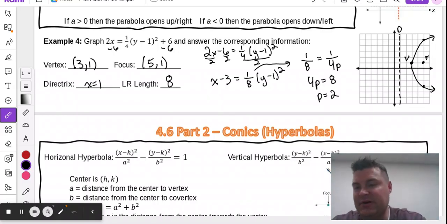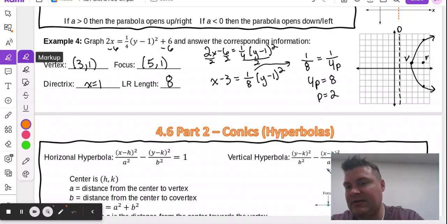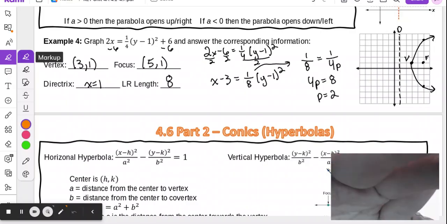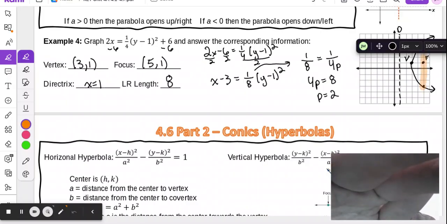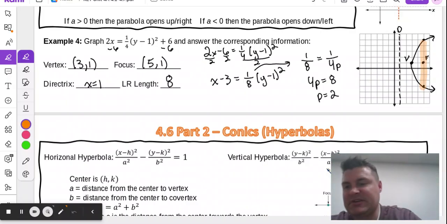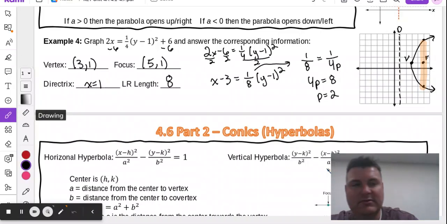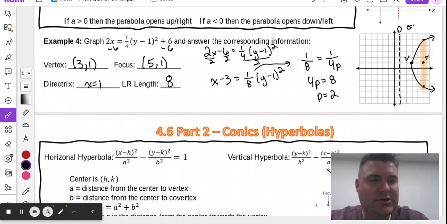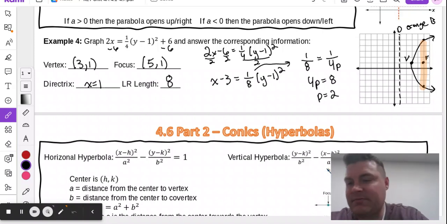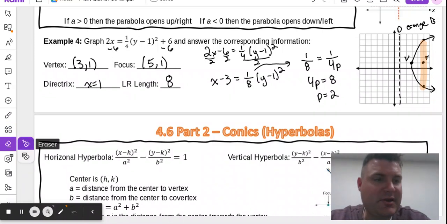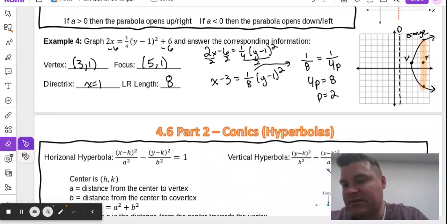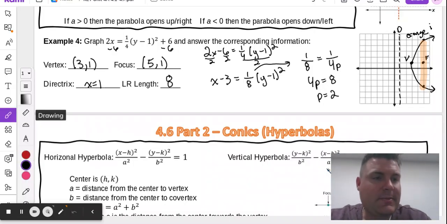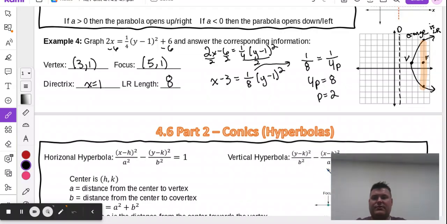Okay. So this part right here that I'm about to highlight in orange. Wow, it's a thick highlighter. Orange represents orange. Wow, my marker's now not working. By marker, I mean stylus. Orange is the LR, latus rectum. Okay, so there you go.